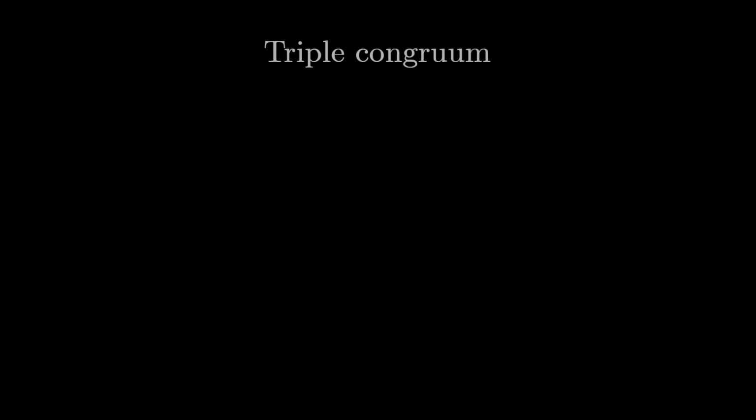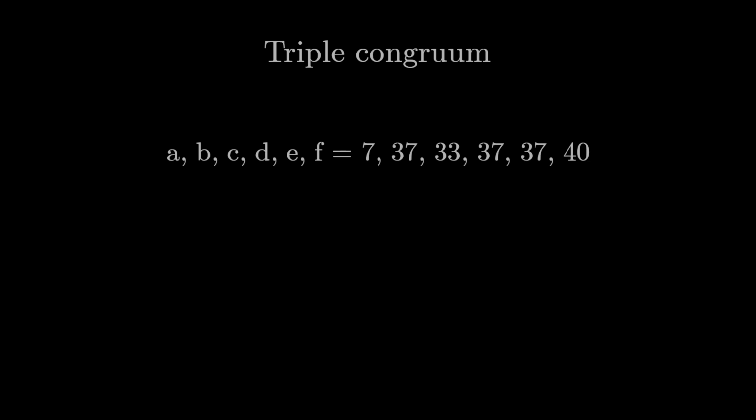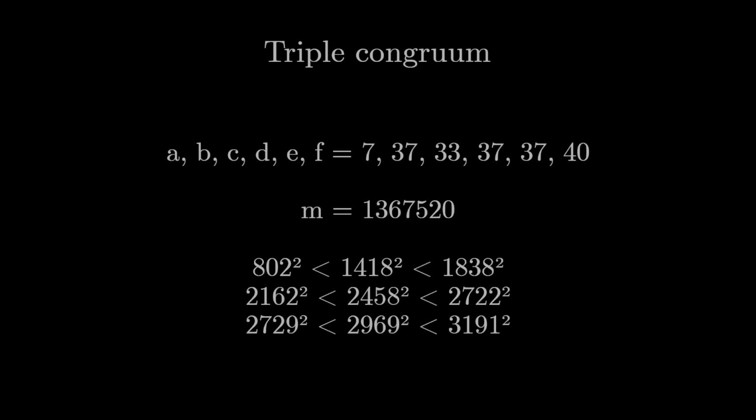However, I give you another example where we take A, B, C, D, E, F as 7, 37, 33, 37, 37, 40. Then M is this number, and the squares are this time in the right order. Now, you might notice there's still something wrong, because the differences are not the same between one row and the other.